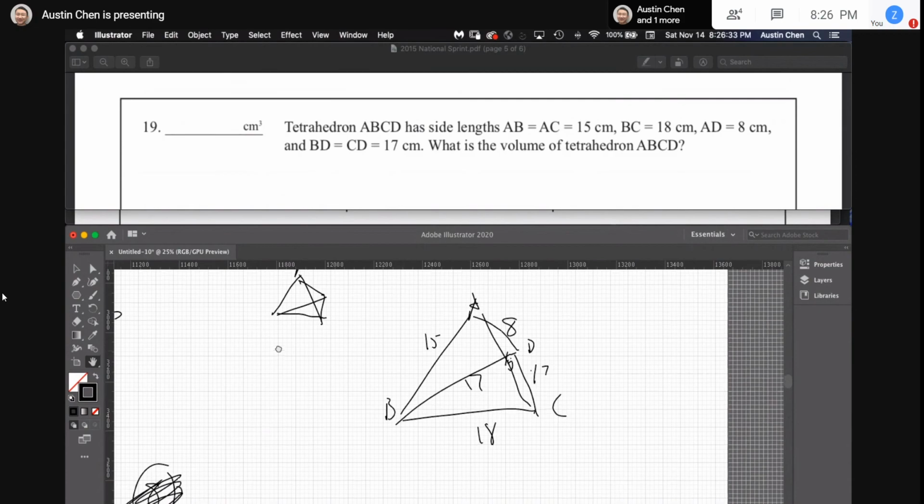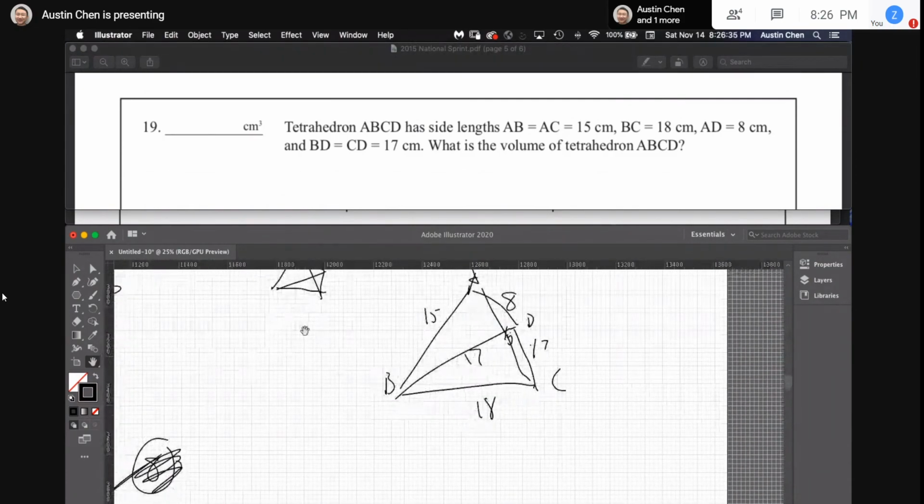So, one thing to notice here, the first thing that you should recognize is that to find the volume of the tetrahedron, what you're going to want to do is find the area of a base and multiply it by the height, right? So we could try to find the area of BDC and then multiply it by the height of this A drop down, right?